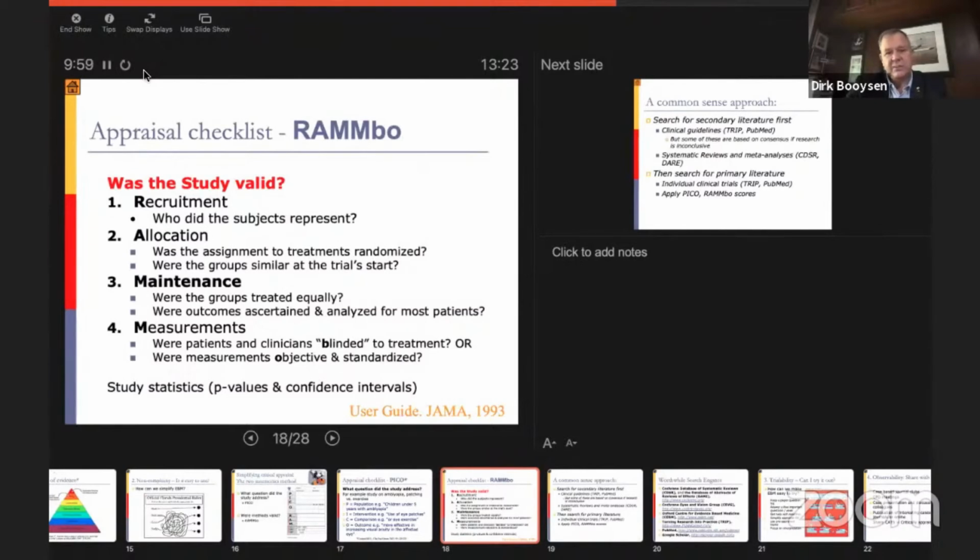Allocation. Was the assignment to the treatments randomized? Were the groups similar at the trial start? Maintenance: were the groups treated equally? Were the outcomes ascertained and analyzed for most patients?